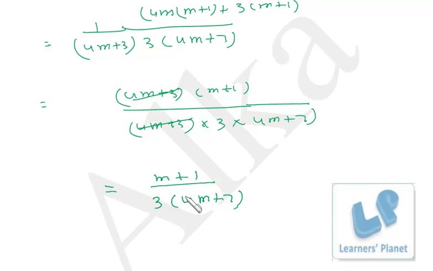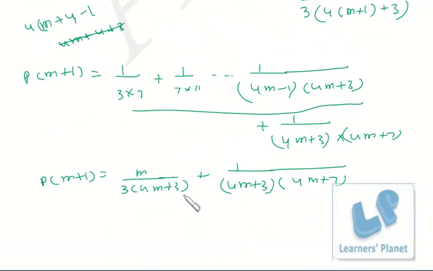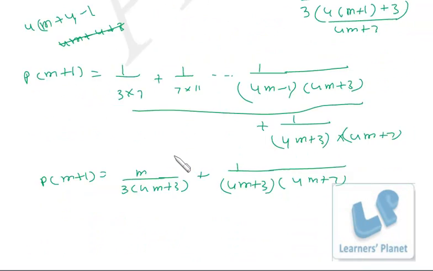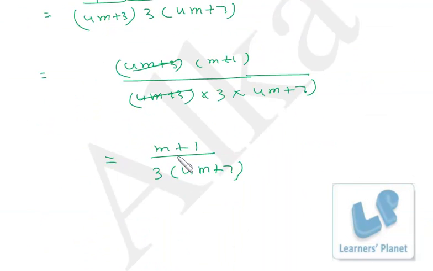Right? What we had to prove, I have written over here: (m plus 1) upon 3 times (4m plus 7). That we had to prove, and that we have proved, right? So what will be the next statement? Pm plus 1 is true. Okay, so Pm plus 1 is true whenever Pm is true.